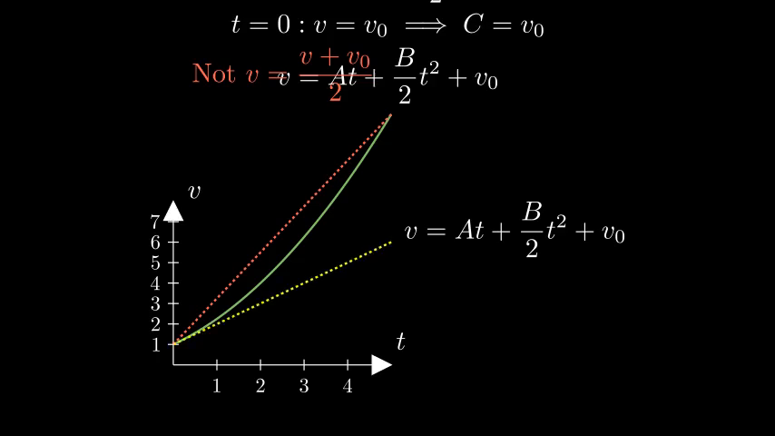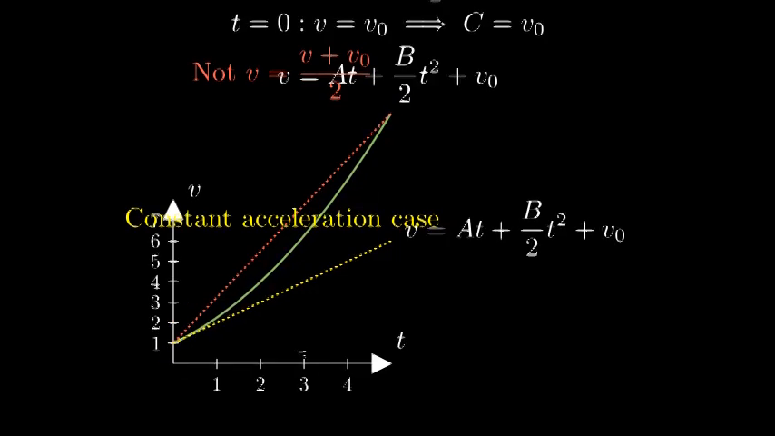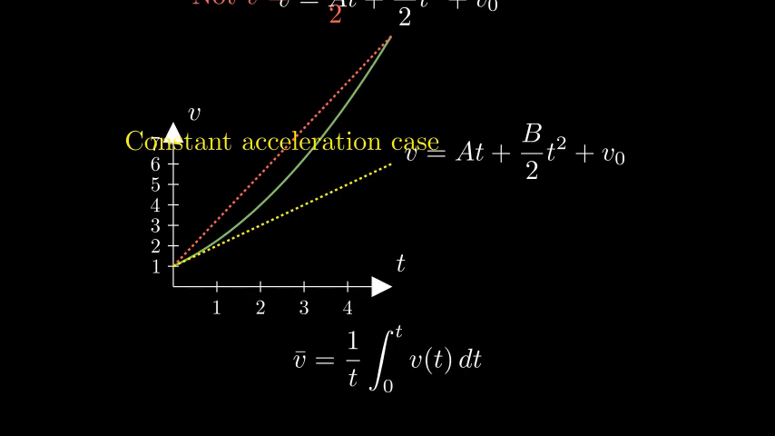The equation v equals (v plus v naught) over 2 is only valid for constant acceleration, where the velocity time graph is a straight line. In that case, the average of the initial and final velocities would give us the velocity at the midpoint. But with our quadratic velocity function, this is clearly not the case.